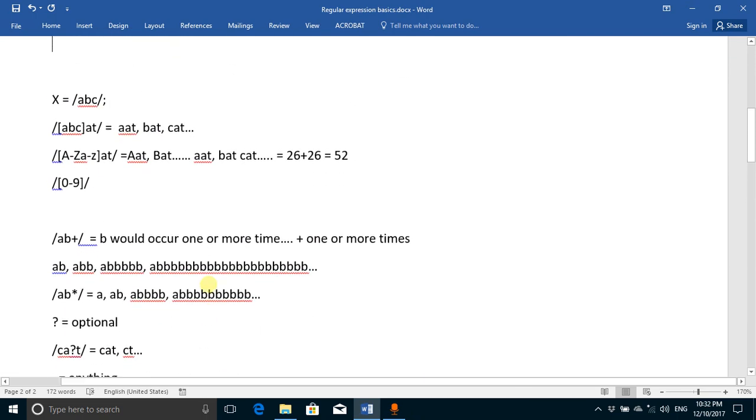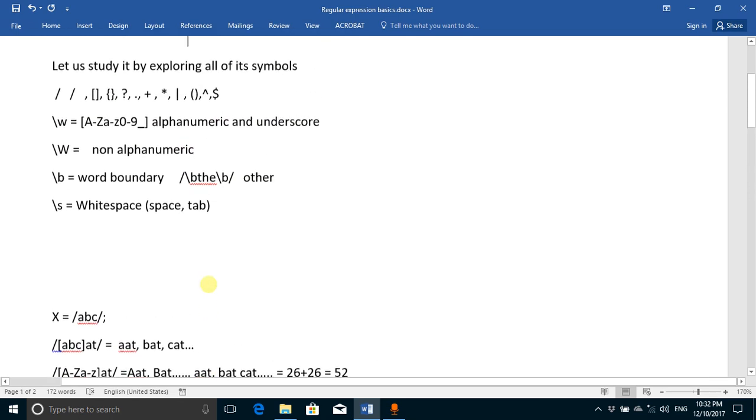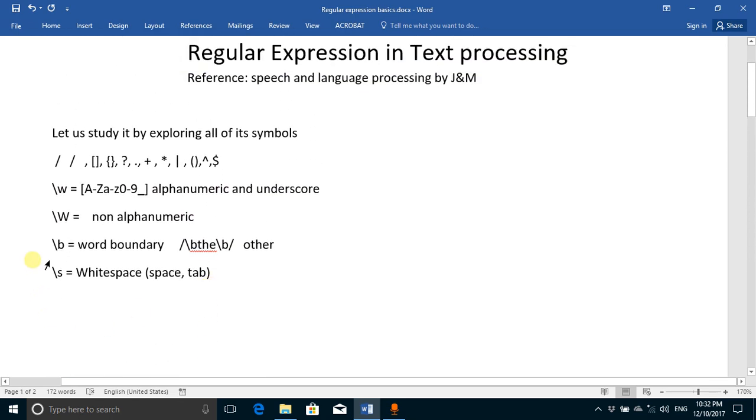Regular expressions have also some short notations like /w, /b, /s. So these are just to save the typing efforts. /w means alphanumeric and underscore. It includes all these ranges. And /W means non-alphanumeric.